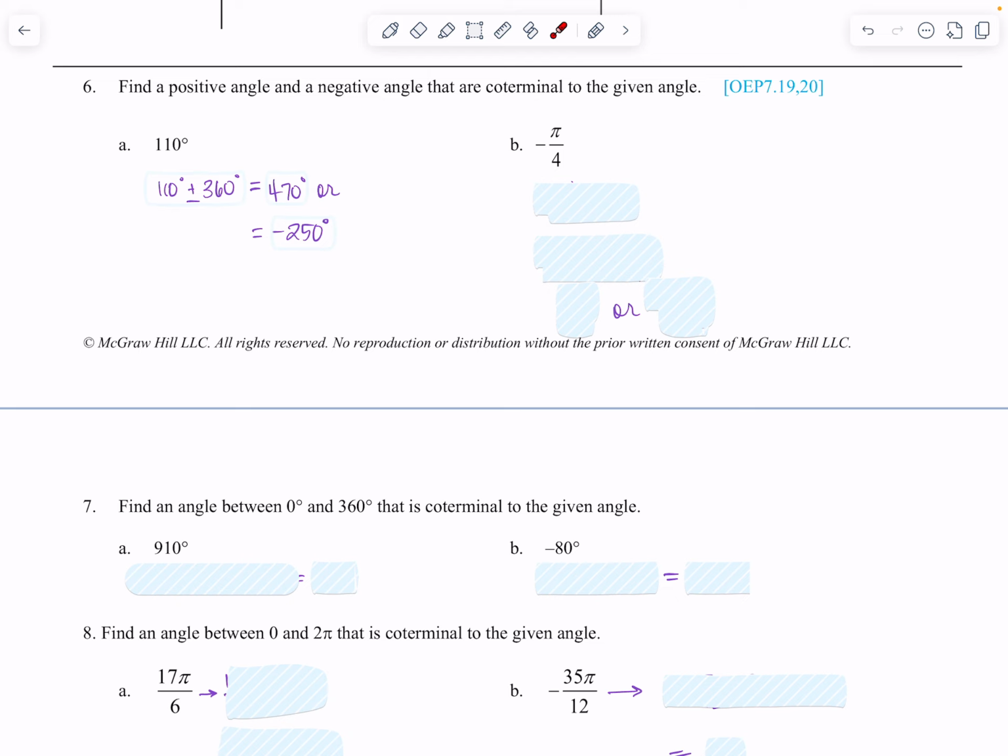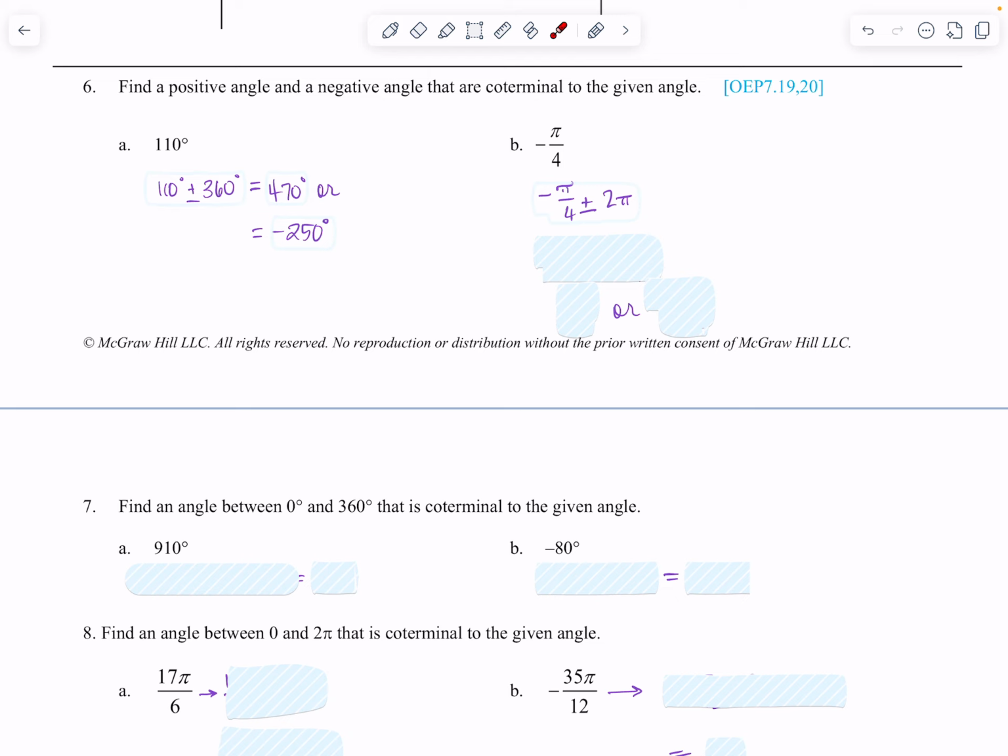For negative pi over 4, again, if we add or subtract a whole entire circle, that's going to be adding or subtracting 2 pi. Notice that when we're in degrees, we work in degrees. When we're in radians, we work in radians. Let me challenge you, let me encourage you, don't automatically switch everything over into degrees just because it's easier for you. Force yourself to work in radians. It will benefit you as we work through the semester.